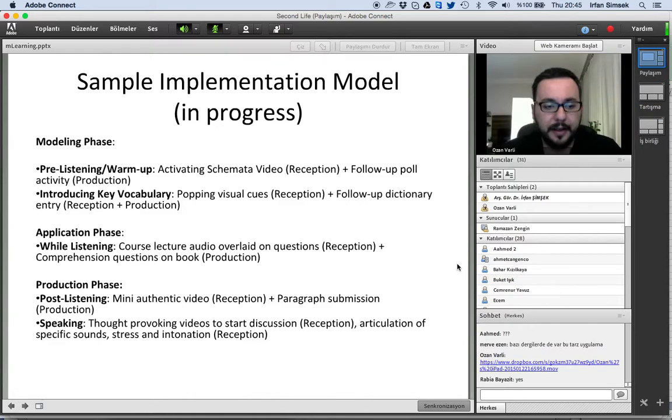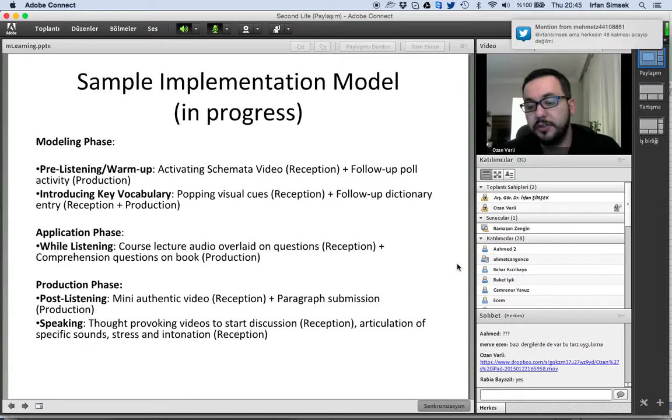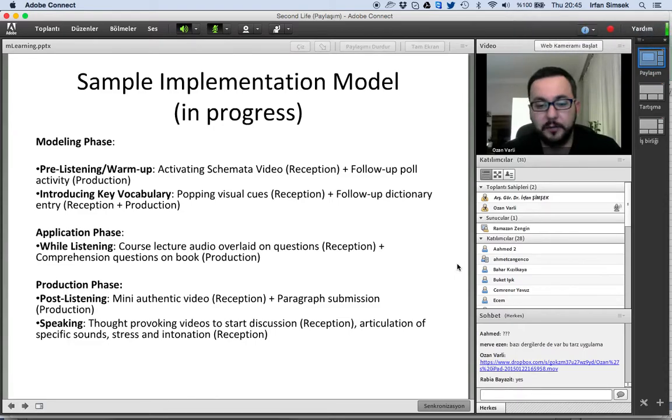And as for speaking, well, pronunciation is a big problem. Intonation and stress are a big problem for most language learners. So they can always watch videos, refer to the correct forms, and practice again and again. When you do it in class, it's just gone.